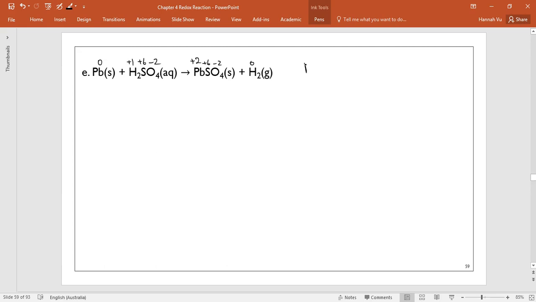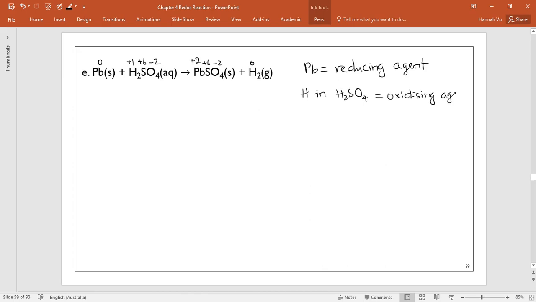So lead is going to be your reducing agent. There is an increase in its oxidation number, and the oxidizing agent is hydrogen in H2SO4. H in H2SO4 is the oxidizing agent.